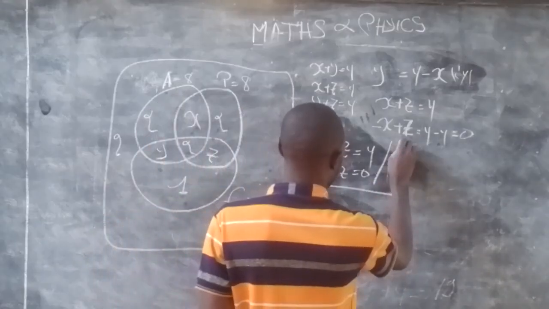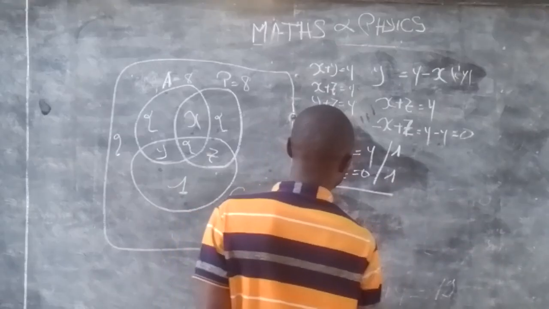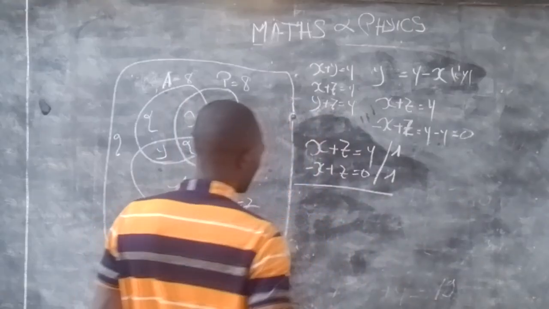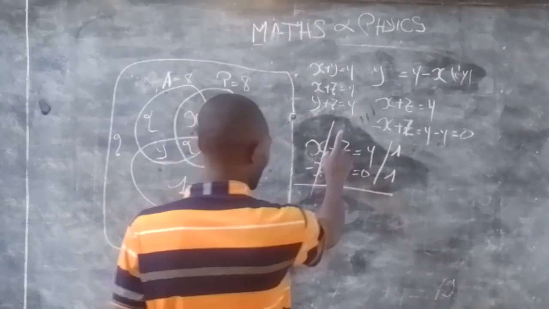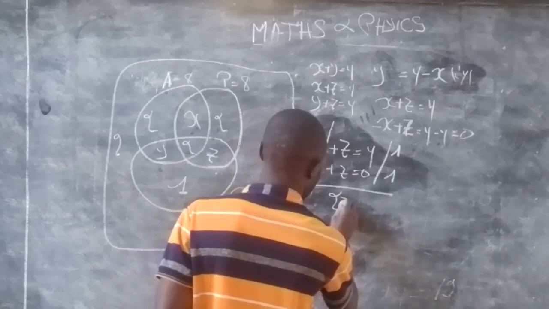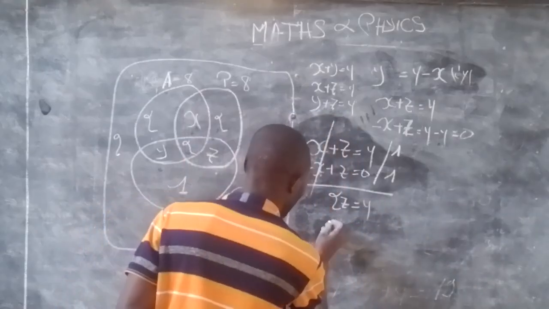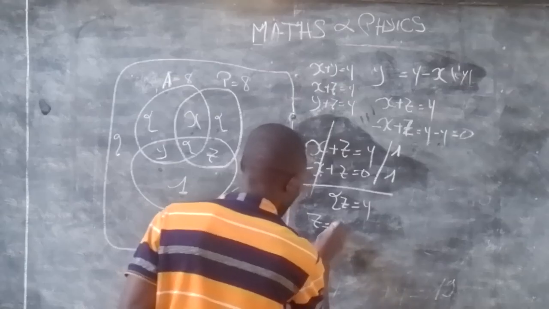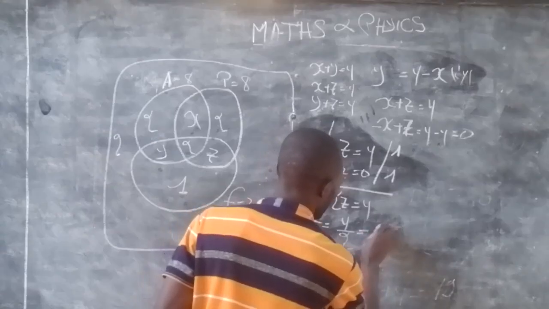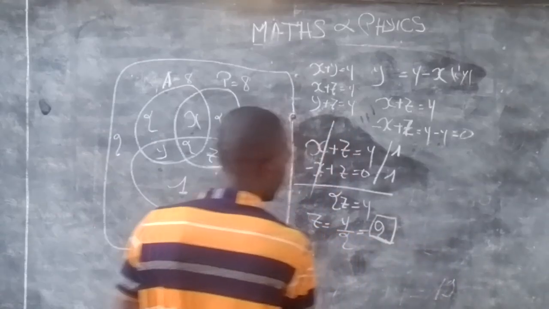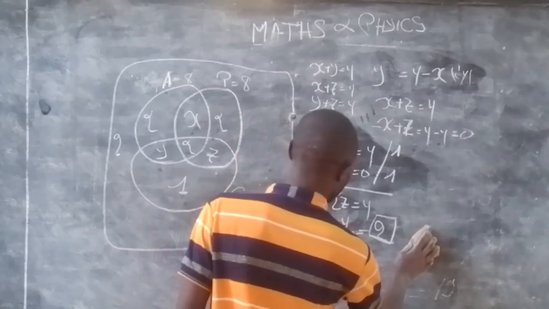So let's put here 1 and also here 1. What is going to happen? We will have this x and this x cancel. Here we will have 2z equal to 4. Z will be equal to 4 over 2, which is 2. This is the value for z.